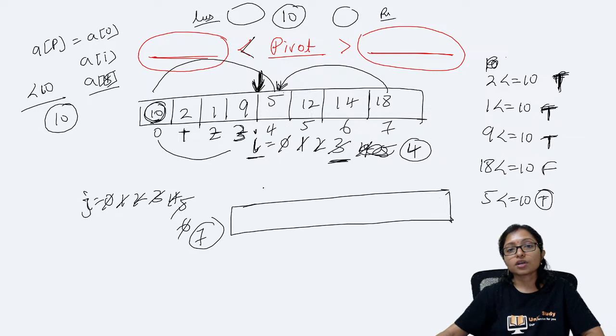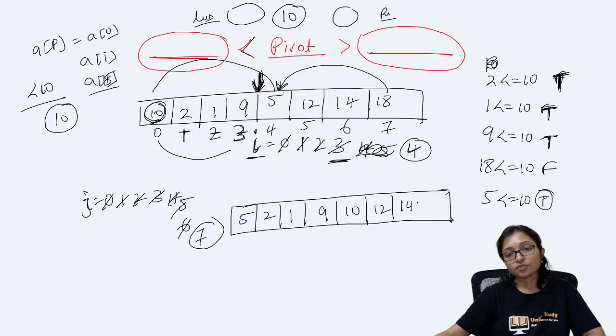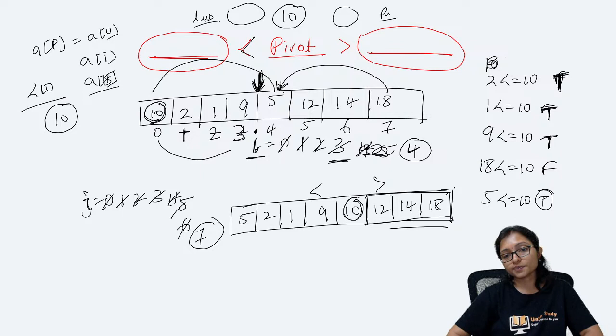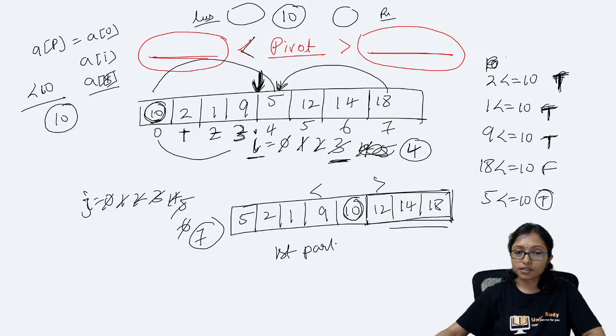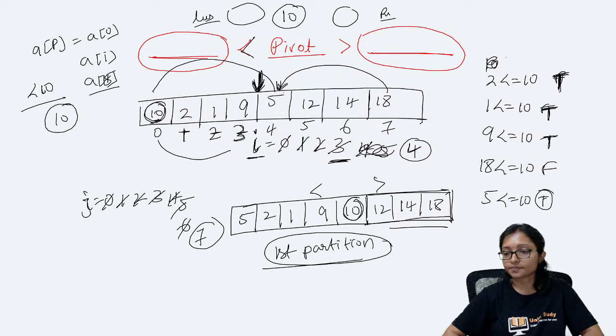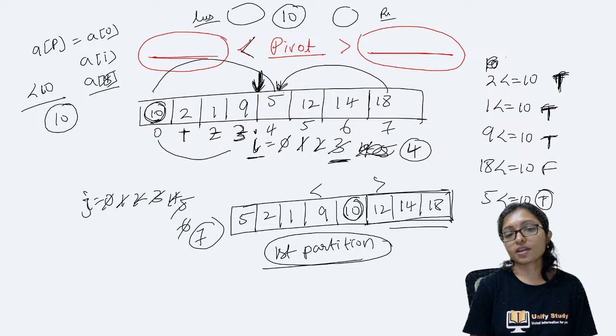That is, 5 will be here, then 2, 1, 9, and then 10 will be here, 12, 14 and 18. So finally you got it. See that all less than elements are on the left hand side, all greater than elements on the right hand side. Is it or not? Yes or no? That is your first partition. Ultimately, the first partition is done. Got it? Clear? How the first partition is done?